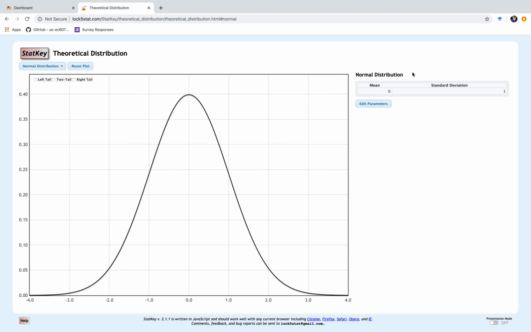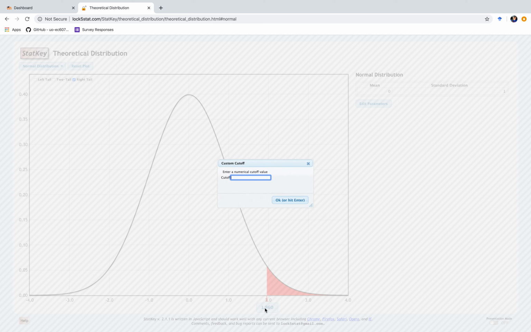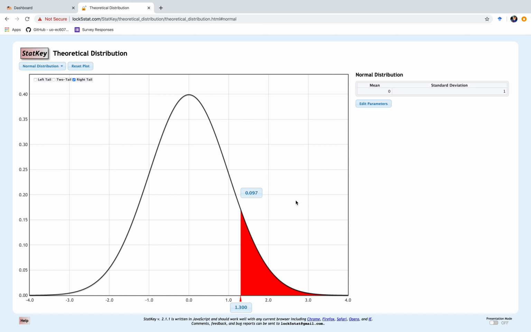So for example, let's suppose that we want to find the probability that z is greater than 1.3. Greater than means I want something to the right, so I click on right tail. The numbers along the axis are the z's or the x's, depending on what your distribution is. So that's where I put the 1.3. I hit OK, and it tells me the probability. So the probability that z is greater than 1.3 is 0.097.